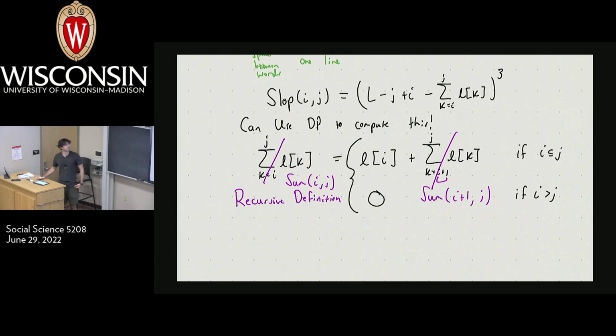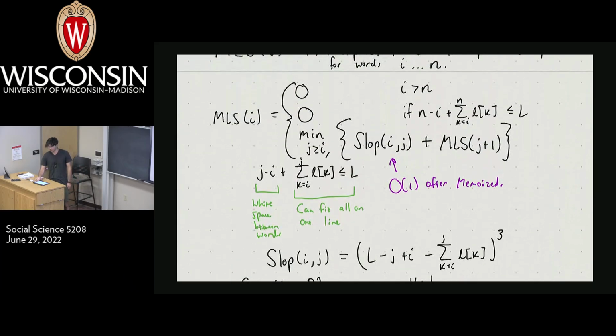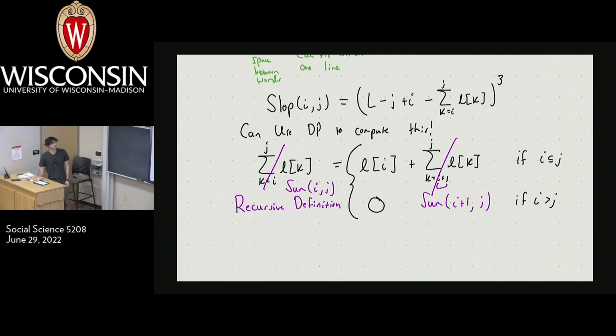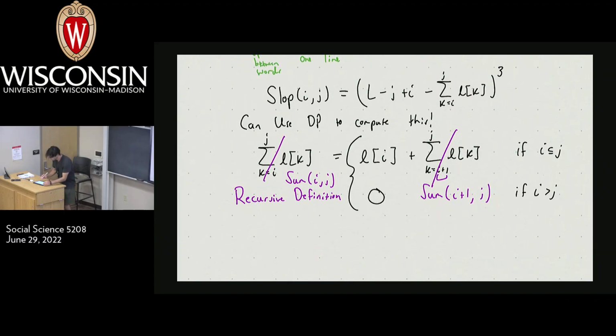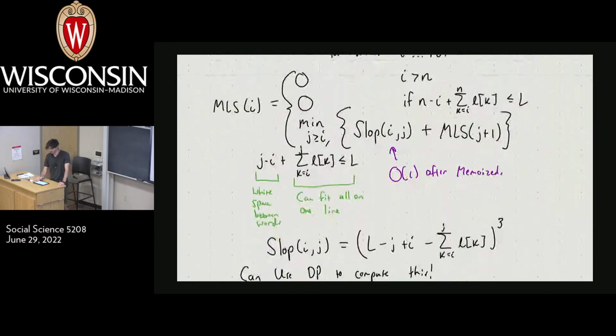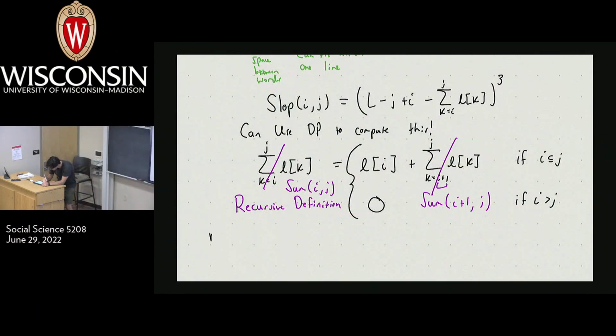So that's a little subtle point you want to consider when you're doing DP: is there a way to improve what you're doing at each step of the recursion? And if you can, you're going to get a better running time overall. So any questions on the algorithm? The final step is going to be just return the min line space of 1, because that gives us the min line space for all the words.